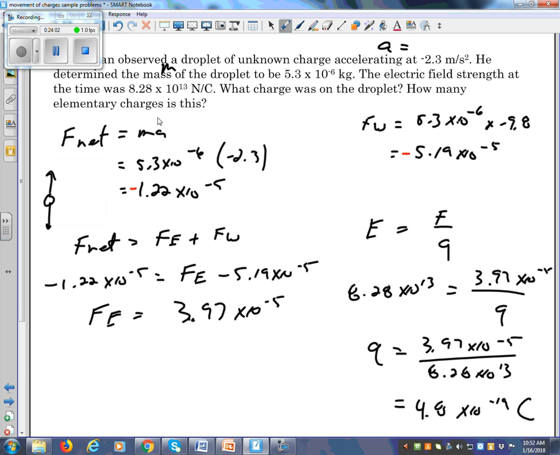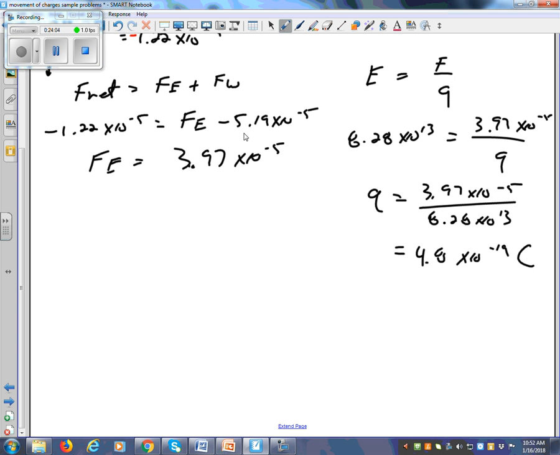But I got to do it in elementary charges, right? So how do I do that? Yep, last step. 4.8 times 10 to the minus 19. Divide by our good friend 1.6 times 10 to the minus 19. You're going to get? Did you get 4? No? Is it not 4? Oh, no, it's not 4. It's 3. It's 3, right? Yeah.